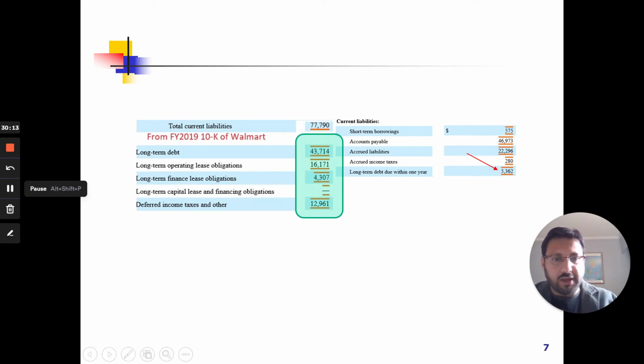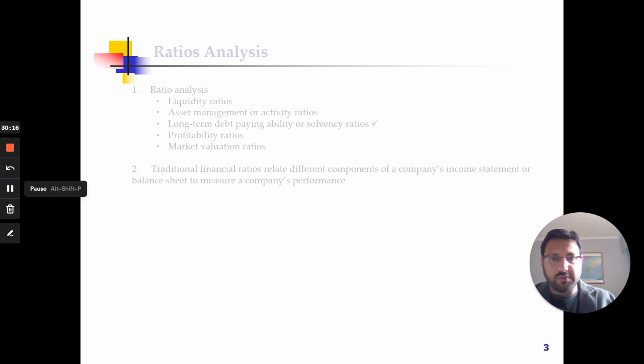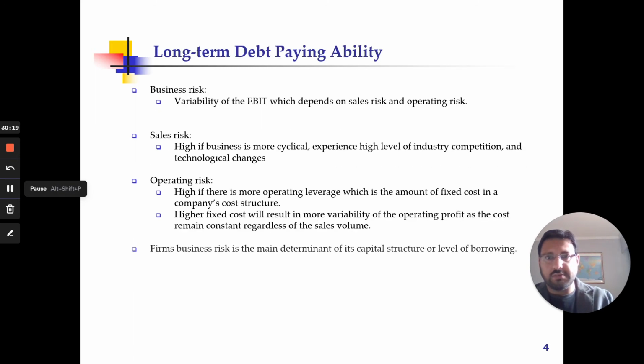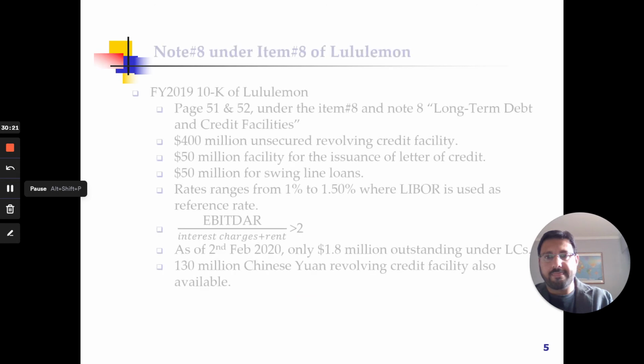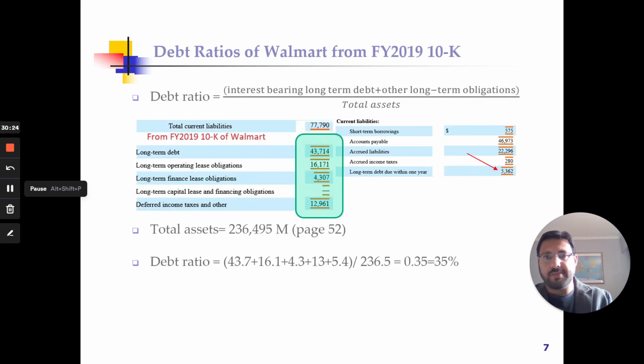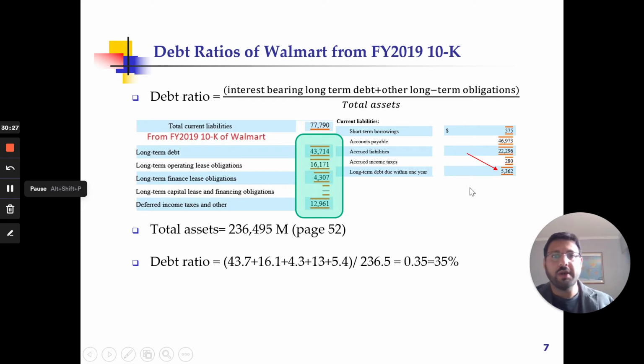And with the previous formula, if you remember, what was the formula? Just give me a second, let me go back. Yes, the formula is actually given on the top. Interest bearing long-term debt. That interest bearing long-term debt is this one, long-term debt, 43.7 billion. These numbers are in millions, so I can say it's 43.7 billion, or in other words, 43,714 million.